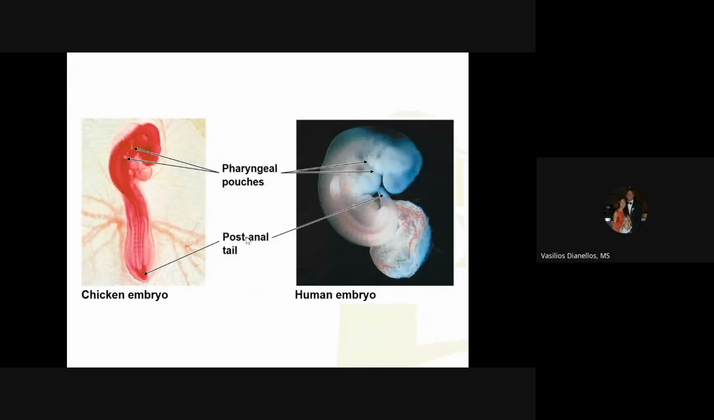And here's an example of that. That's a chicken embryo on the left and a human embryo on the right. And you can see, again, we have a tail. At some point in our development, we had a tail. And of course, these pharyngeal pouches that become different things. So again, that's just one example. You can look up more examples if you want. But embryo similarities are another type of homology. So any questions about this slide?